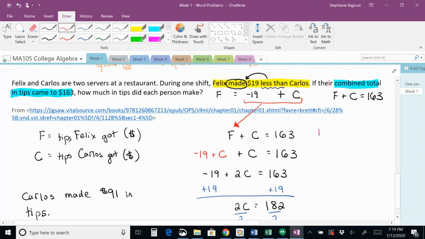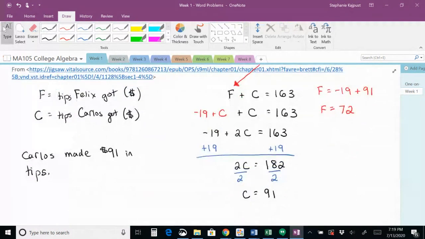So I'm going to go back to my equation that I had made for Felix, the negative 19 plus c, and I'm going to replace c with that 91, because we found out what that is. And so when you subtract 19, that gives you 72. So this tells us that Felix made $72. So I'm going to write that down. Felix made $72 in tips.